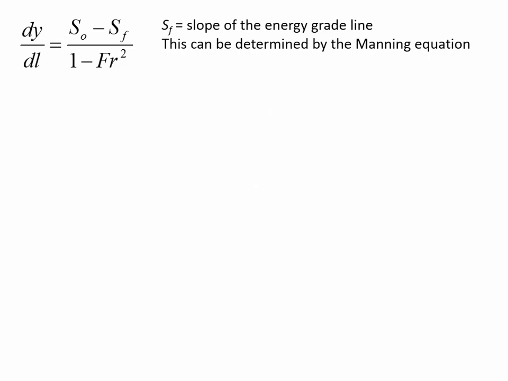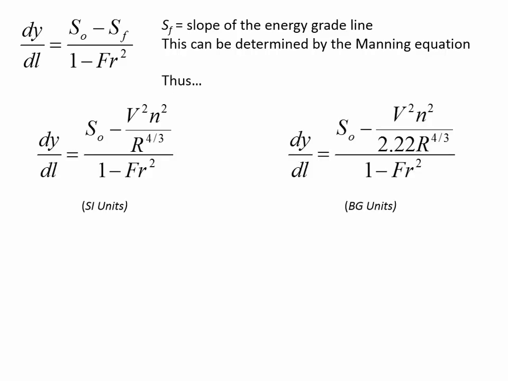Okay, so there are some different ways to look at this equation. S sub f is the slope of the energy grade line, and a good way for us to know what that slope is is to use Manning's equation. Remember Manning's equation, where in SI units it's Q equals A to the 5/3, n value, P to the 2/3, and then slope to the 1/2. That's Manning's equation in SI. What do we put in front of it if it's BG units? There's a number, a prefix. Good, 1.49. Yeah, that's if it's BG units.